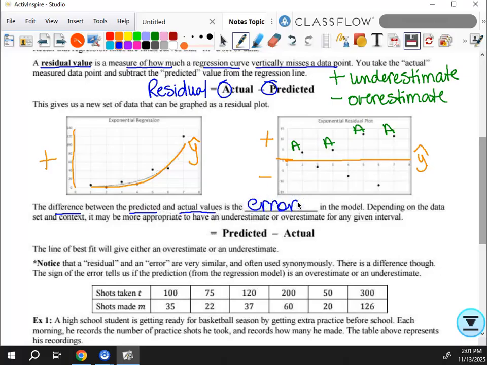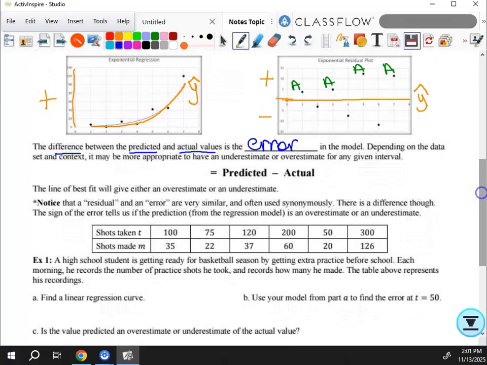I don't know why we talk about both, because I don't think you even talk about both in AP Stats. I think you only talk about residuals. But whatever. It says depending on the data set and context, it may be more appropriate to have an underestimate or an overestimate. That doesn't necessarily have anything to do with error, but error is predicted minus actual. Ooh, I spelled error correctly. Had an error in my error.